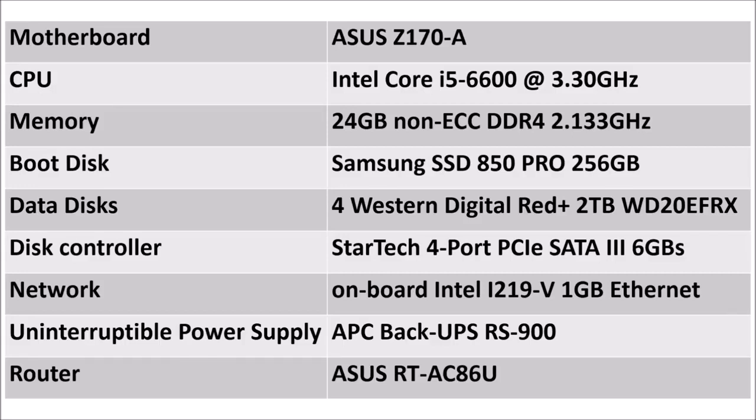The motherboard has a 1 gigabit Ethernet Intel connection built in, so I didn't need to buy a separate board. I kept my same uninterruptible power supply. The UPS is from APC, and the router I have is an ASUS AC86U. If I didn't mention that I love it, I love it. It has so many features.